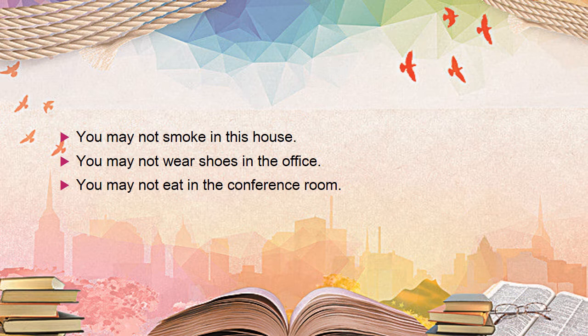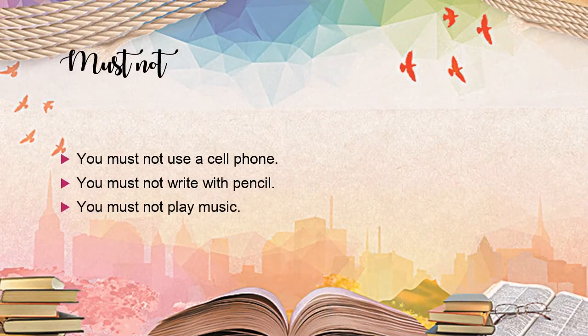Finally, let's look at the strongest way to prohibit something. Must not. This is a third way you can prohibit an action or make a rule against something. Here are some examples. You must not use a cell phone. You must not write with pencil. You must not play music. Unlike the first two examples, you can't ask questions about rules with must.